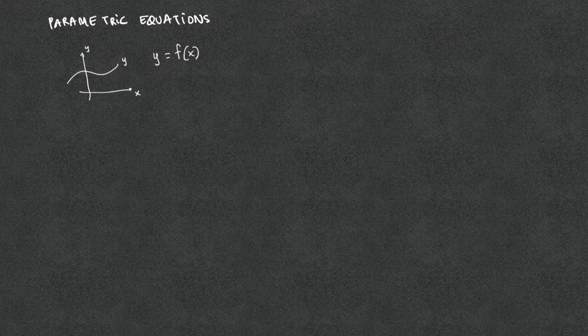There are many curves in mathematics that cannot be expressed explicitly using one equation only. For example, a circle: the equation of the circle is x squared plus y squared equals r squared, where r is the radius and the center of the circle is at the origin 0, 0, but it is not a function because it doesn't pass the vertical line test.